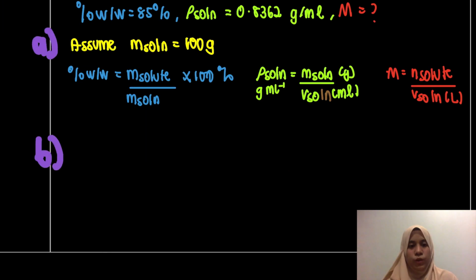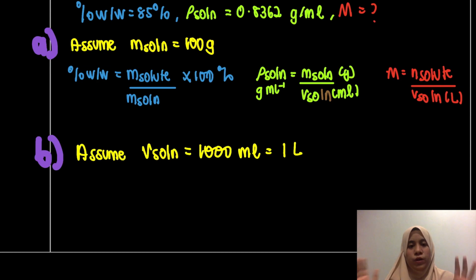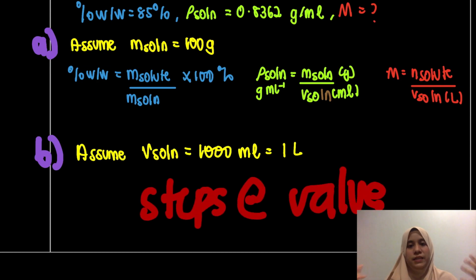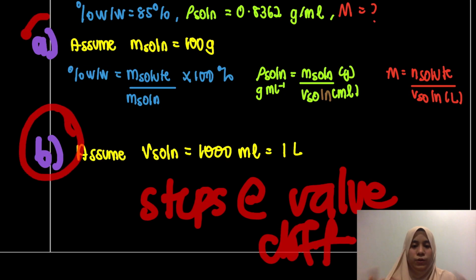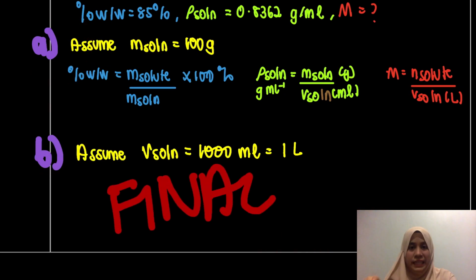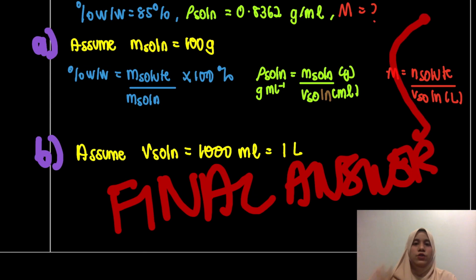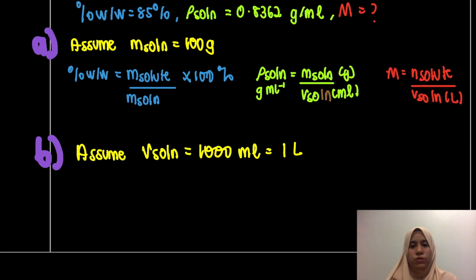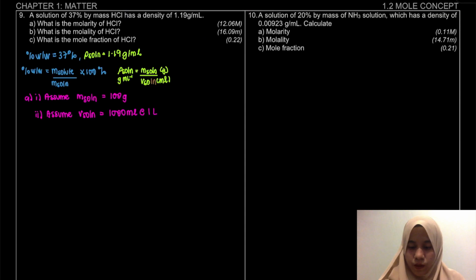Lepas tu dah siap ni, buat lagi sekali. Tapi in this case around, we're going to assume volume of solution is 1000 ml ataupun 1 liter. So nanti kamu akan dapat calculation, you will still get the same answer. Steps dengan value dia a bit different, but the final answer memang akan sama. So yang ni Miss nak kamu just test yourself. Okay, buat 2 step. So that's for example number 8.